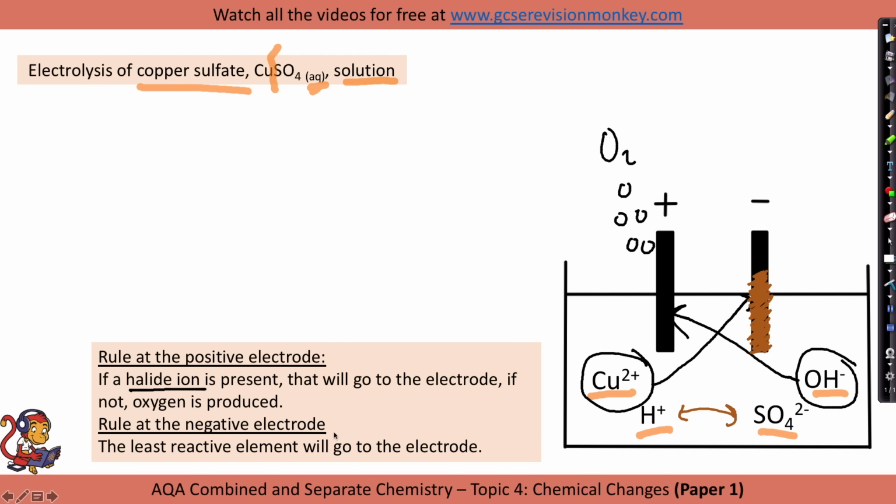And really, if we know our reactivity series, when we're talking about the positive ions, a lot of the time it will be hydrogen produced, because many other metals are more reactive than hydrogen. Things that are less reactive than hydrogen are things like copper and silver. Okay, so if you see those in solution, then those will go to the electrode. If not, hydrogen will go there.